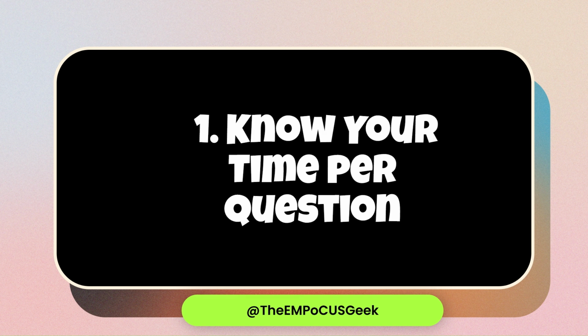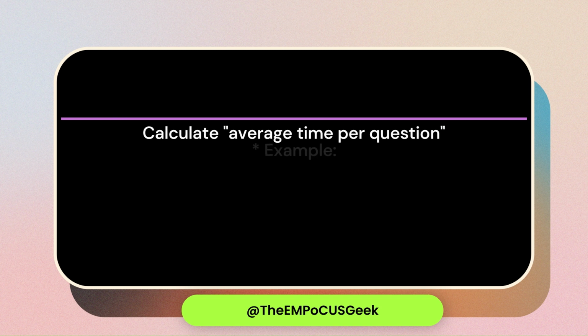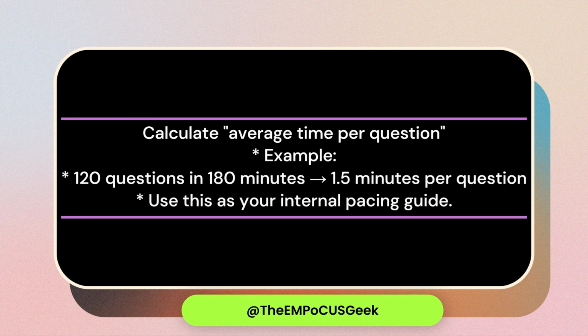First of all, you need to know your time per question. You should have calculated the average time per question way before the day of the exam. For example, if you have 120 questions to be answered in 180 minutes, that will mean 1.5 minutes per question. So, this you need to use as your internal pacing guide.